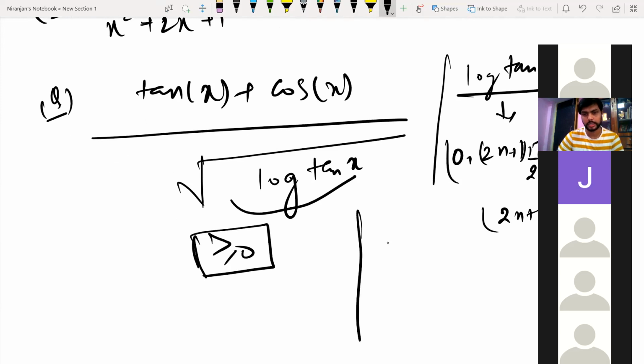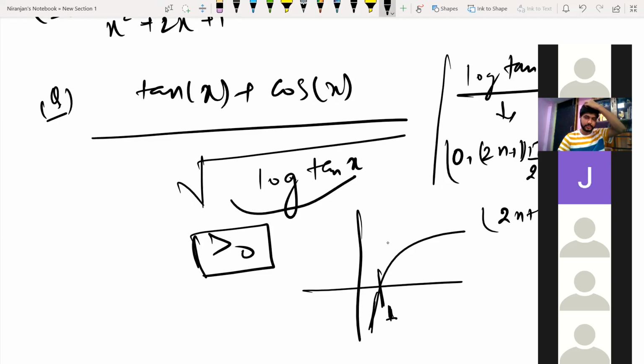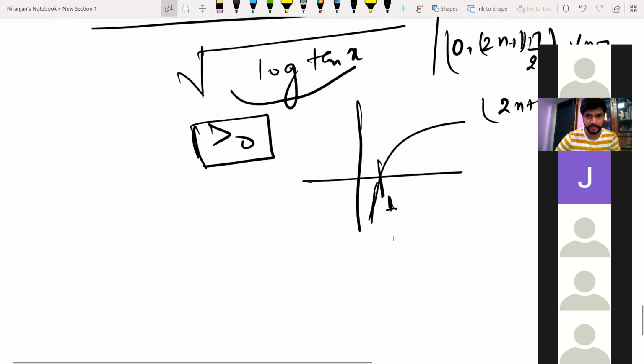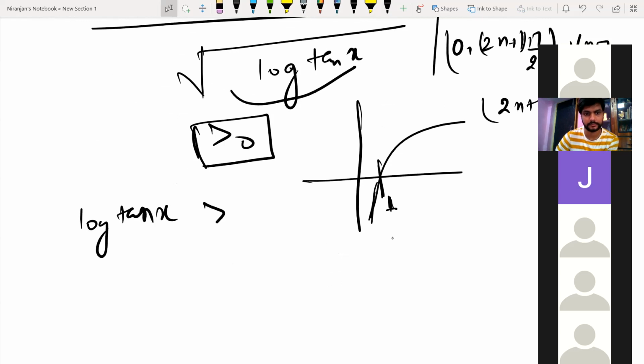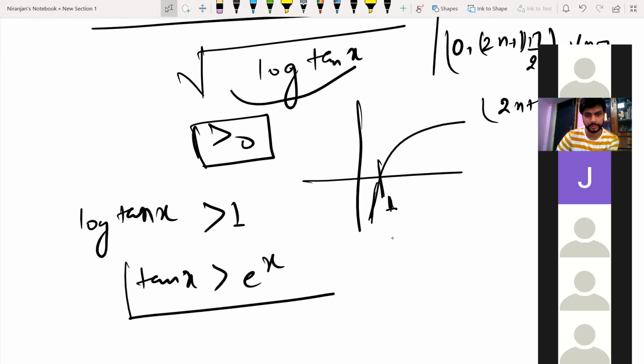But you know that the log graph goes something like this. So when do you think this is going to be, sorry, not equal to 0? Because it's in the denominator, it should be strictly positive. And to make that happen, you need to solve for log tan x greater than 1. Now, tan x should be greater than or equal to e to the power x.